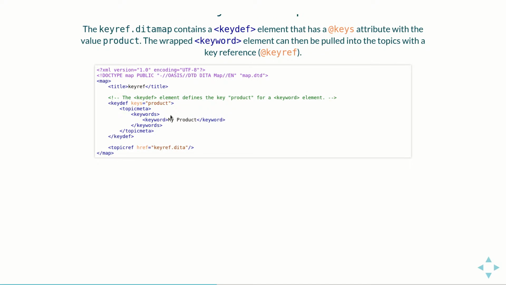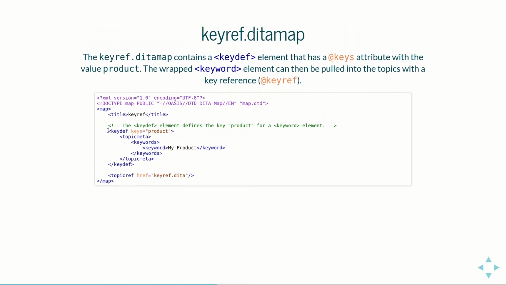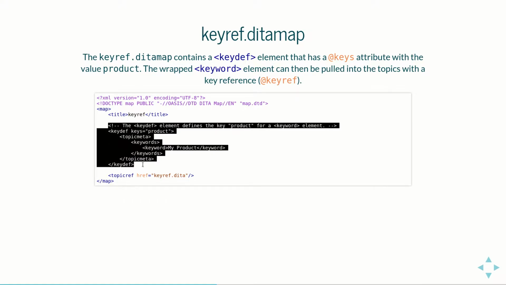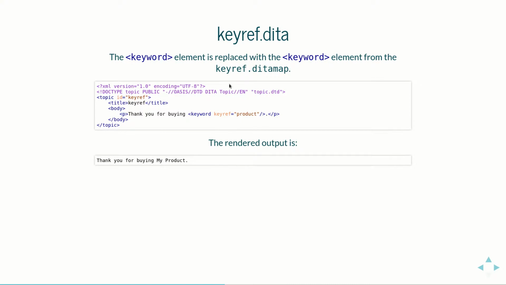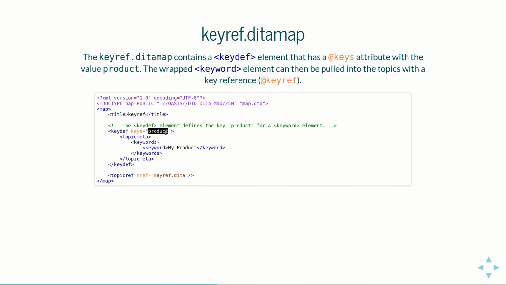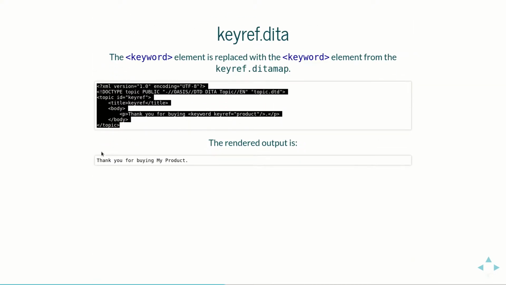How does it look like? So this is an example for reusing an element by key. This is our root map, and our root map contains a key def element, and inside of the key def element there is a keyword element. And what we are now going to do is to pull the content of the keyword element to our keyref DITA topic. So the result is that we use the keyword element here with the keyref attribute and point it to the key product that we have defined here on the DITA map. So this topic is rendered like this in the output.